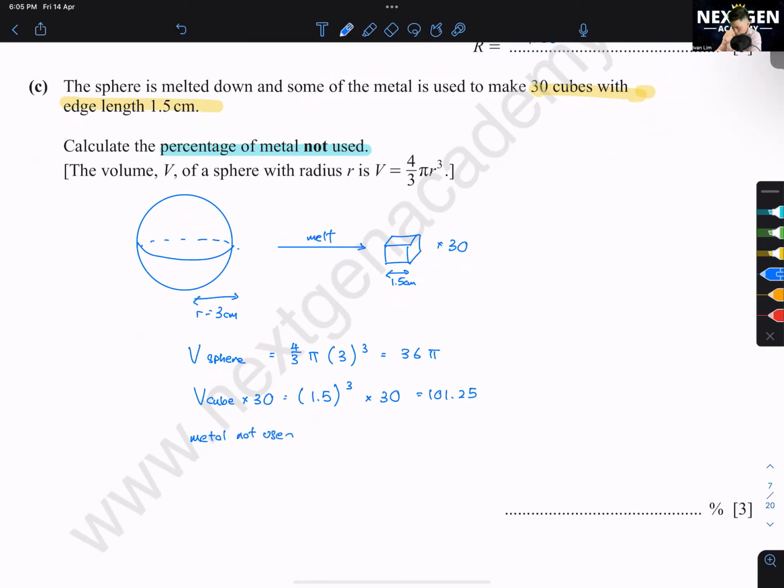will be how much? 36 pi minus 101.25. In the middle of the equation, just write as many decimal places as you can. Don't need to write so many, but write more than the final one, because if it's irrational, we don't want to lose accuracy here. Then the percentage not used, you take the amount not used over the original amount, which is 36 pi, multiplied by 100%, which will be 10.5%.